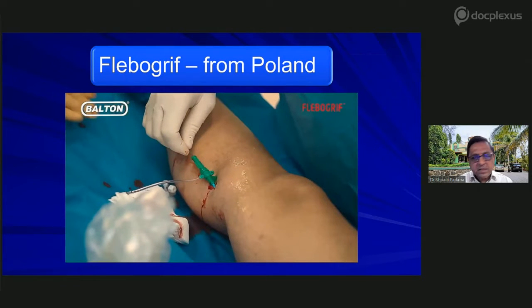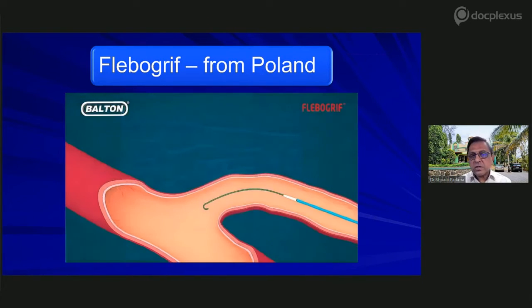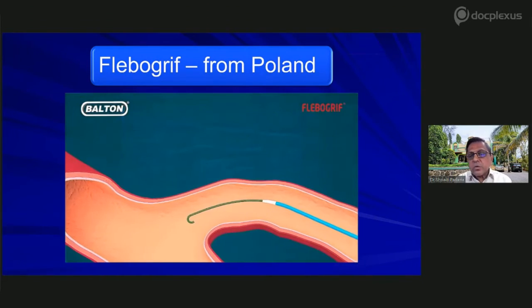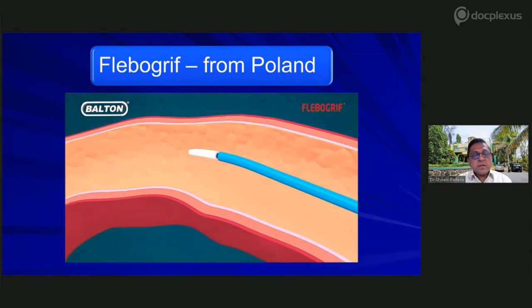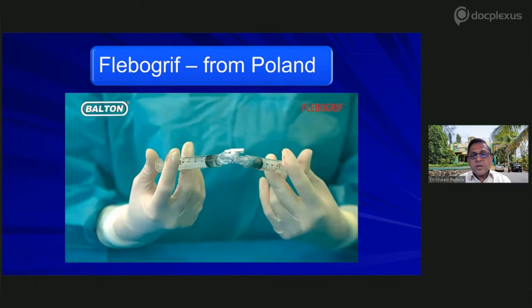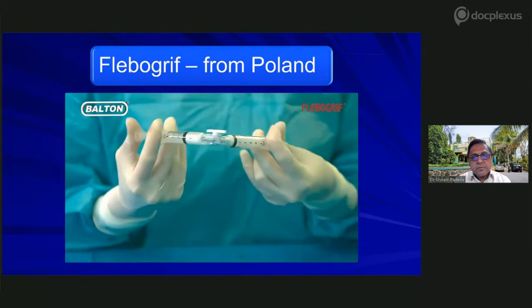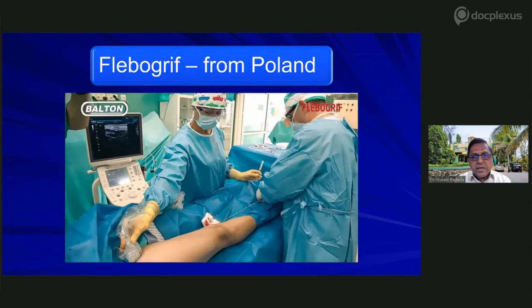So once you've put that catheter into the vein, which is the dilated vein, of course, and you can use this for slightly larger veins. Earlier, we talked of smaller veins. Flebogrif can be used for larger great saphenous or small saphenous veins. Once you have introduced the catheter, the sclerosant will now be injected through that catheter.